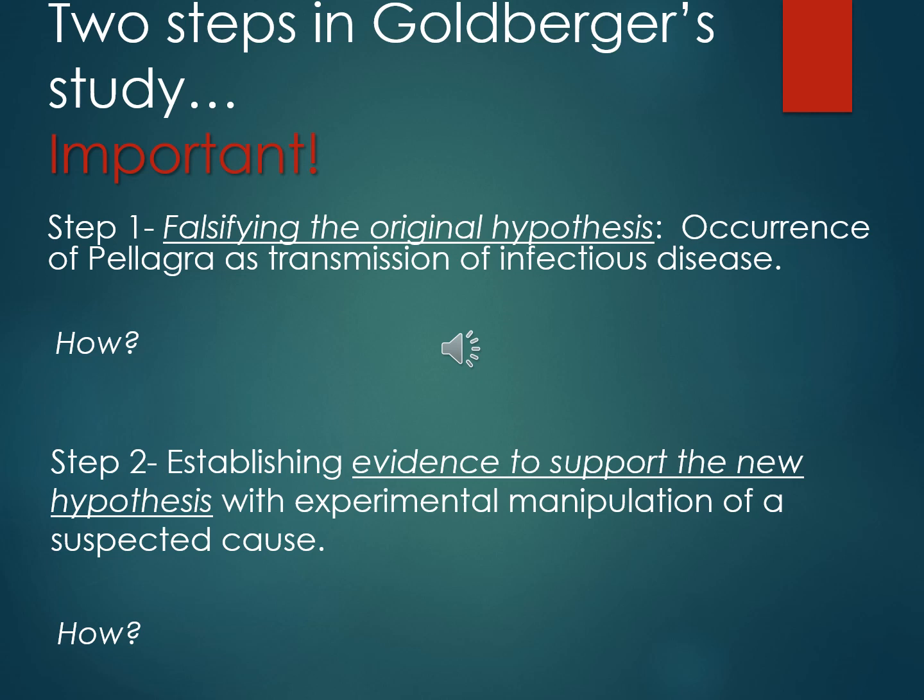In the second experiment, he basically recruited prisoners, which is actually unethical, but at that time it was okay. These were healthy prisoners, not showing pellagra symptoms, and he randomly assigned them into two different conditions. One group continued to have the same prison diet. The other group was assigned to a limited protein diet: low protein, high carbohydrate.